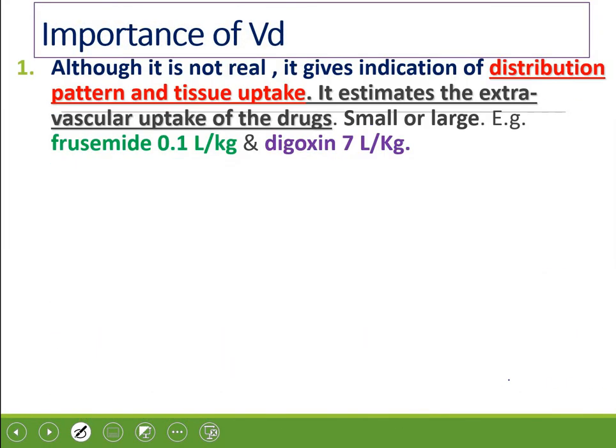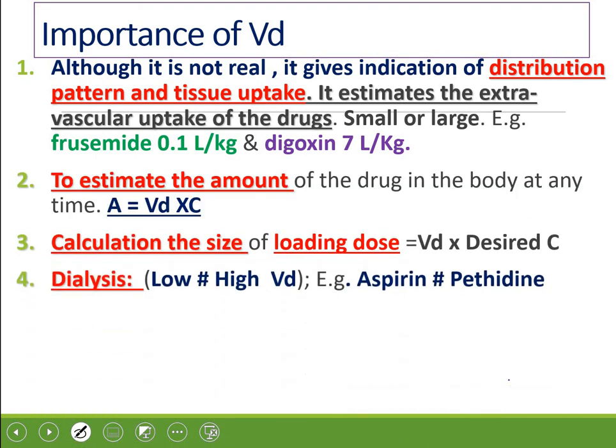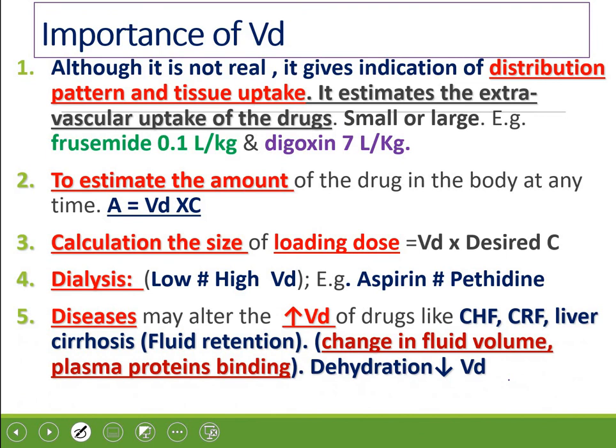So the importance of volume of distribution is that, although it is not real, it gives you an indication and tells you about the pattern of distribution, and it estimates the extravascular uptake of the drugs, whether it is small or large, and then it will help you calculate the targeted concentration of a drug inside the body, and at the same time you can calculate the loading dose and the desired maintenance dose. Most importantly, this concept also helps in dialysis, especially if there are toxicological signs and symptoms of aspirin, or any other drug like methadone.